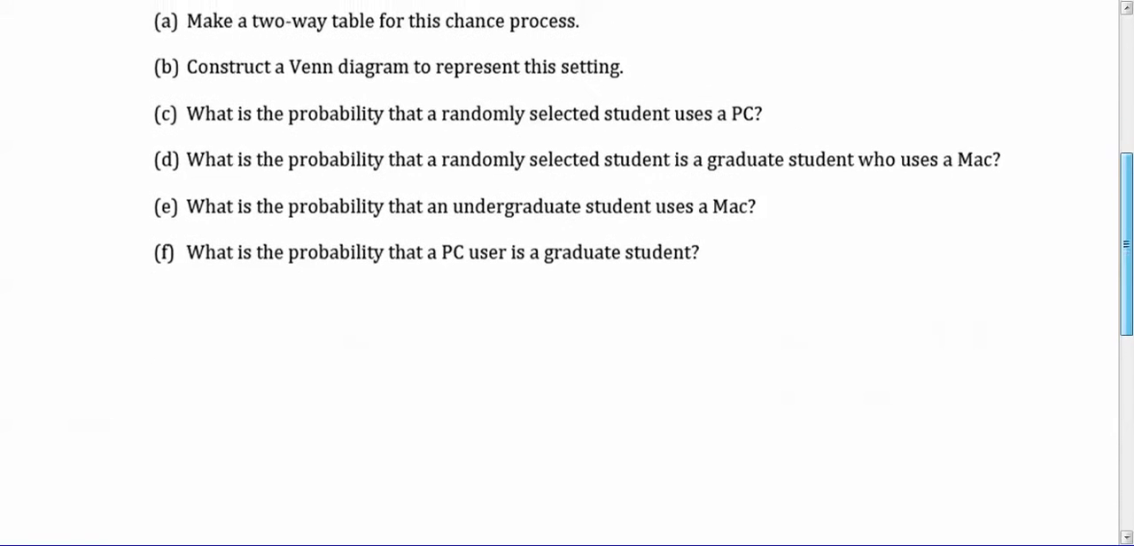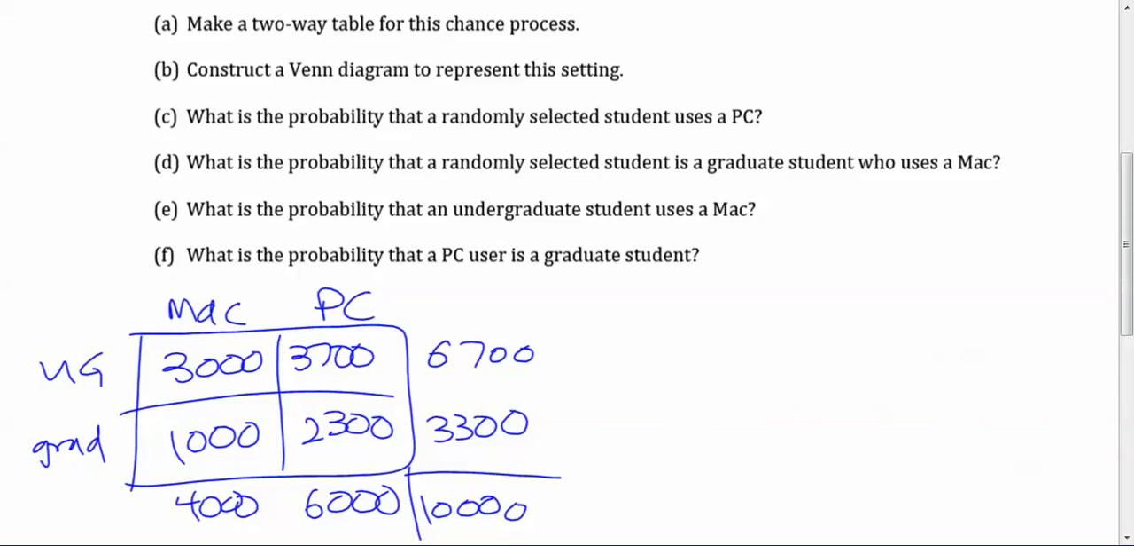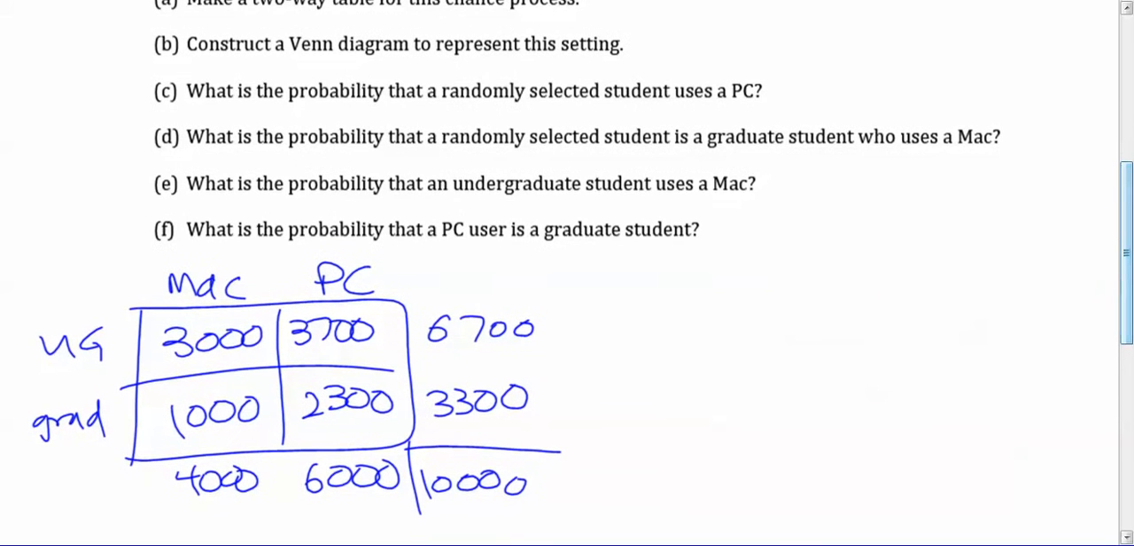So part A was to make a two-way table for this particular chance process. Now mine looks like this. Depending on whether you put undergrad or graduate student on the top or the side, or Mac or PC, or the order that you chose to put the categories in, again, it could look pretty different, but you should still have those same numbers in there.